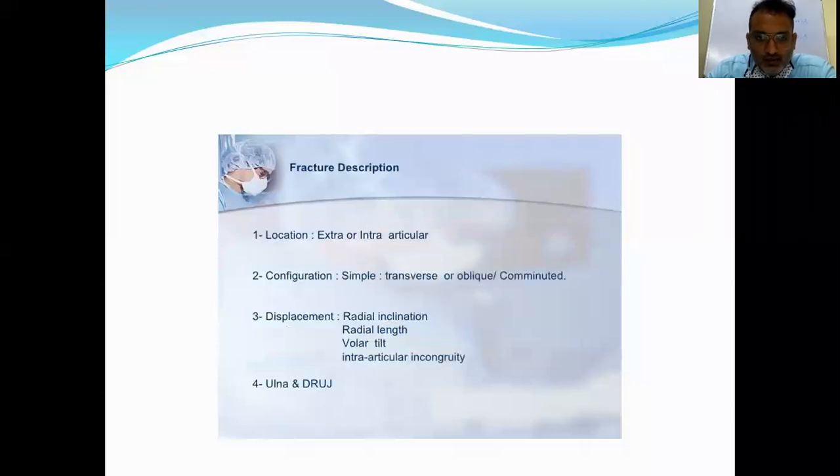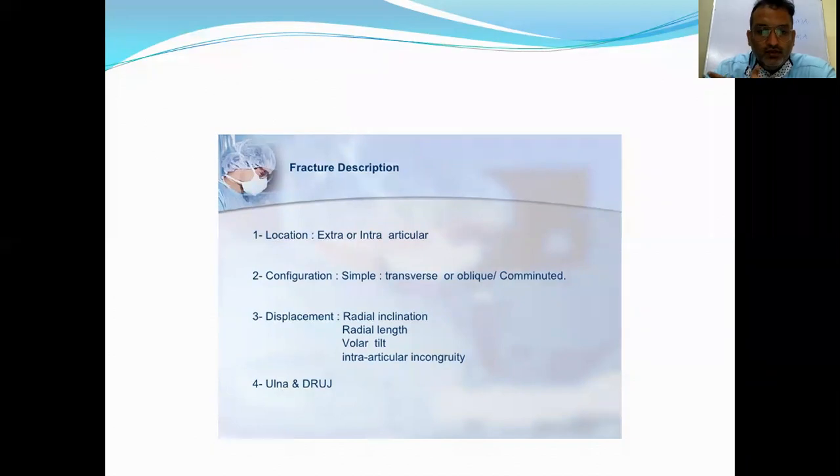So how do you describe a fracture around the wrist, distal radius mostly? Is it extra-articular, not involving the wrist joint, or is it intra-articular? If it involves the wrist joint, mechanism as proper. Configuration: whether it is simple, transverse, oblique, or comminuted. So is it simple or comminuted? Are there more fragments or only two fragments?